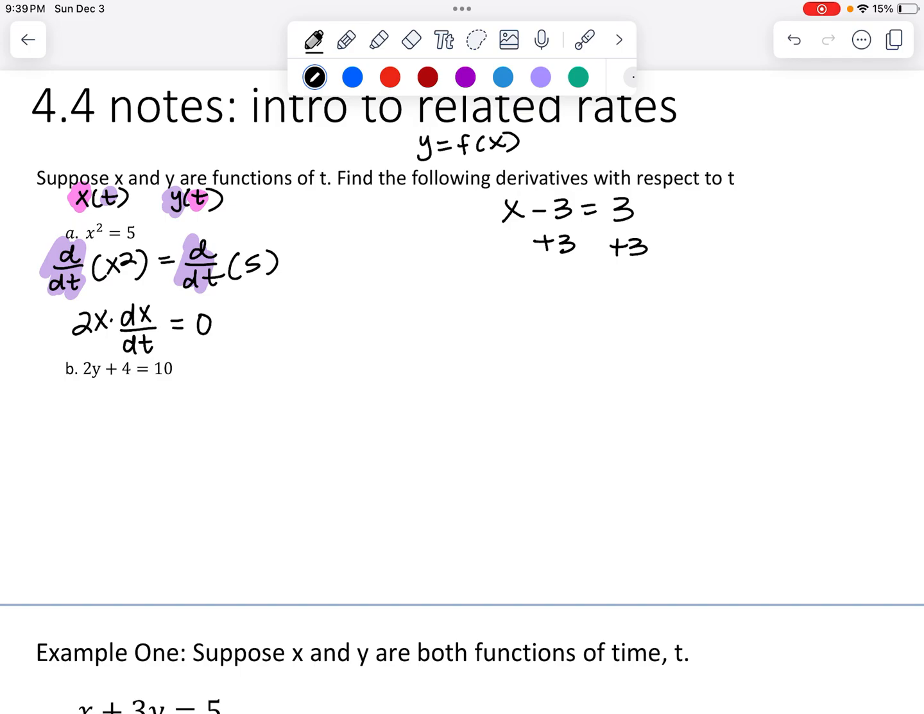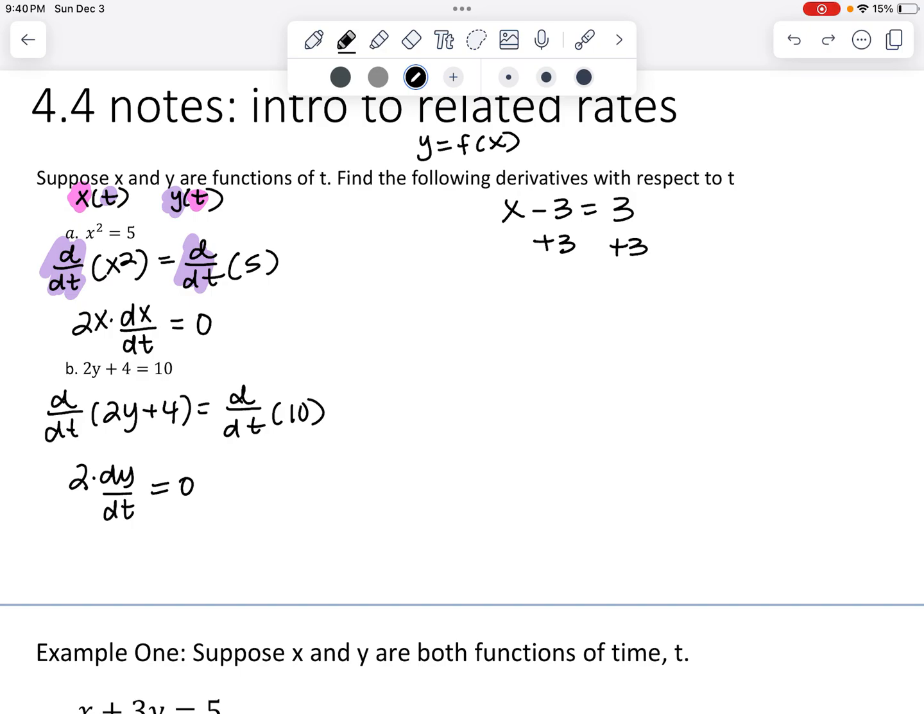For the next one, we have 2y plus 4 equals 10. We're going to take the derivative of both sides with respect to t. And then the derivative of 2y would be 2 times dy dt. It's not dy dx anymore because y is no longer a function of x, it's a function of t. The derivative of 4 is 0, and then the derivative of 10 is 0. So I'm going to stop there. But notice in both of these, you have a dx dt, dy dt. So it's the variable you're taking the derivative of with respect to t.